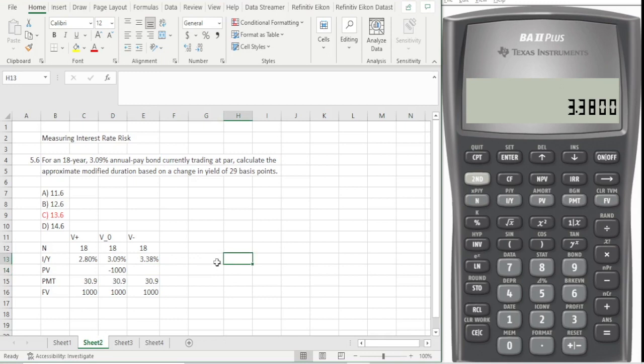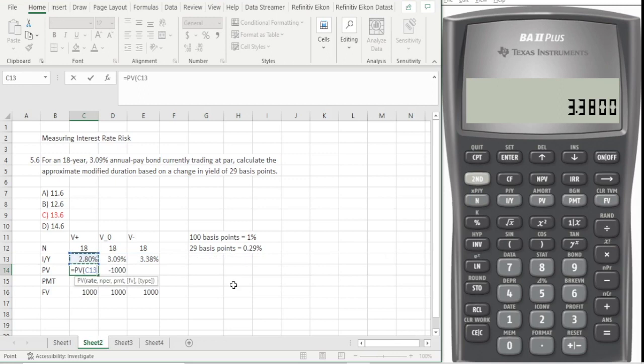Please remember that there will be an inverse relationship between interest rate and price of bond. Okay, and 100 basis point equals what? 1%. So 29 basis point will be what? 0.29%. Let's figure out present value of premium bond. Present value will be rate, number of period, payment, future value 0.